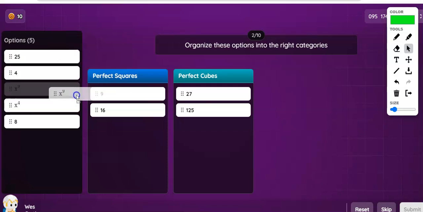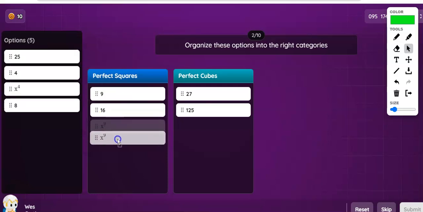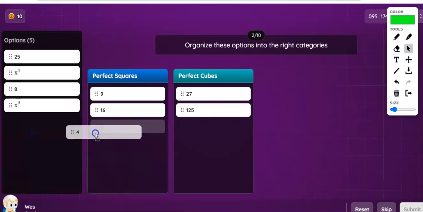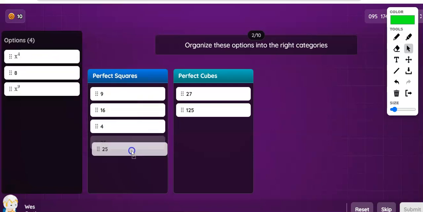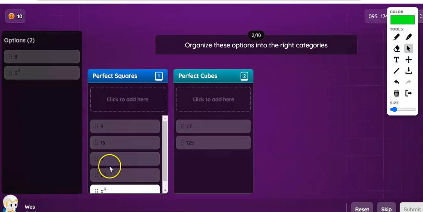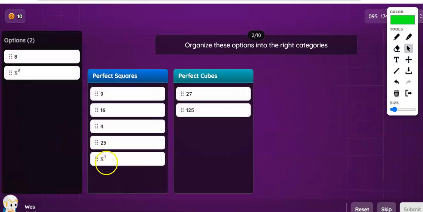X to the, does that say x to the y power? That should be like x to the 4th or something. That was messed up. 4 is a square because it's 2 times 2. 25 is a square because it's 5 times 5. X to the 4th is a square because it's an even number. It would be x squared and x squared. Not necessarily always even numbers, but even exponents are always squares.